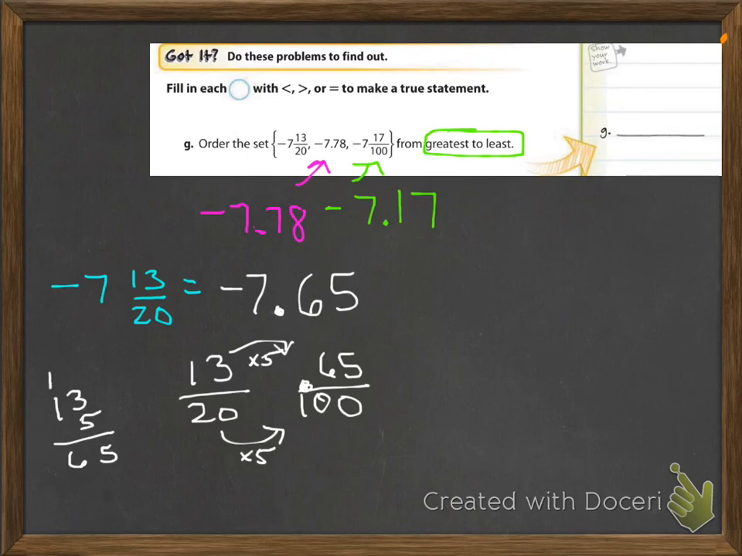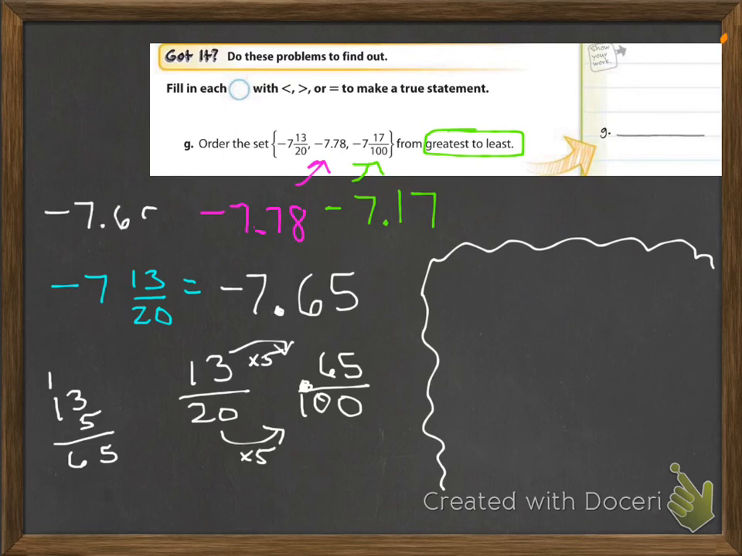So now I'm going to make this area right here my official ordering and comparing section. Now what you want to look at is you have the numbers negative 7.65, negative 7.78, and negative 7.17. So remember, when you're thinking about negative numbers and you're trying to compare, the larger the digit, the smaller the actual number. So with money, you can even look at these in terms of money.